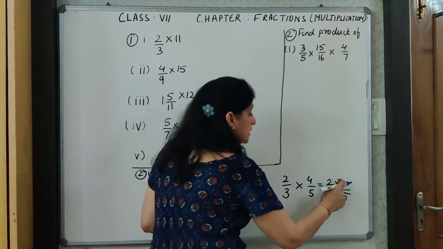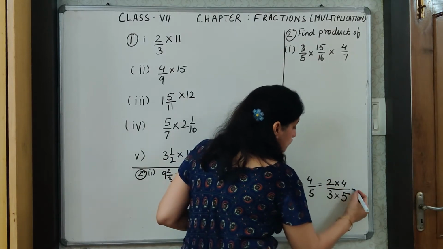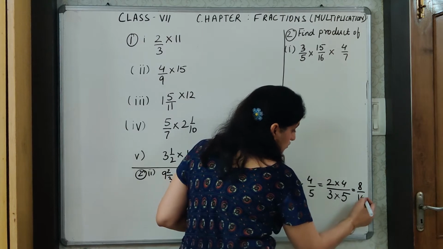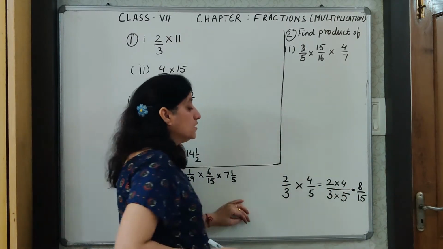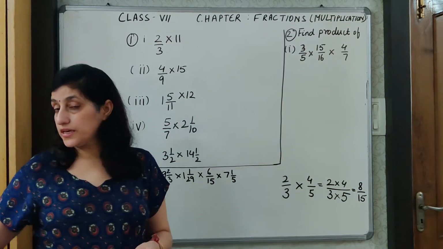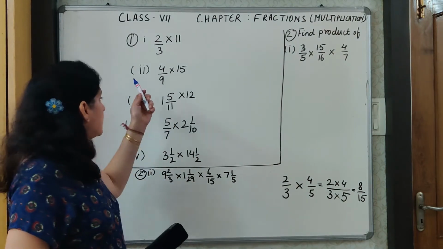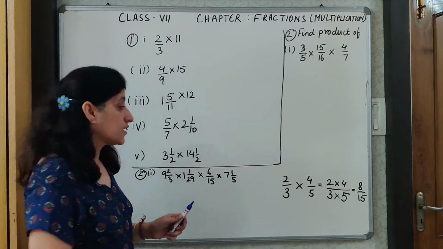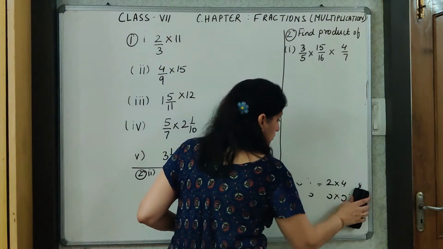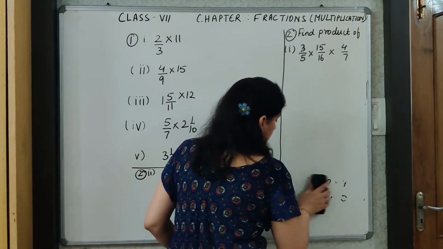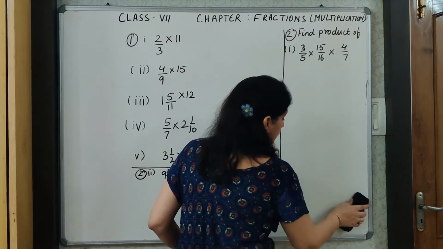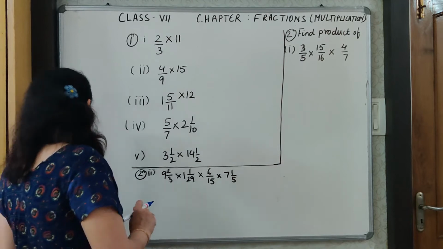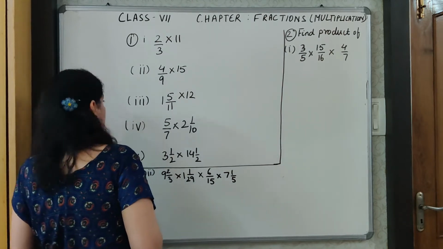Therefore, I will simply multiply the numerators. 2 into 4 is 8. And simply multiply the denominators to give me the answer. This is how we do the multiplication of fractions, and as I will take all these questions with you, it will become more and more clear and easy for you. So, here we begin right away with these questions and a few more which I have noted for you.